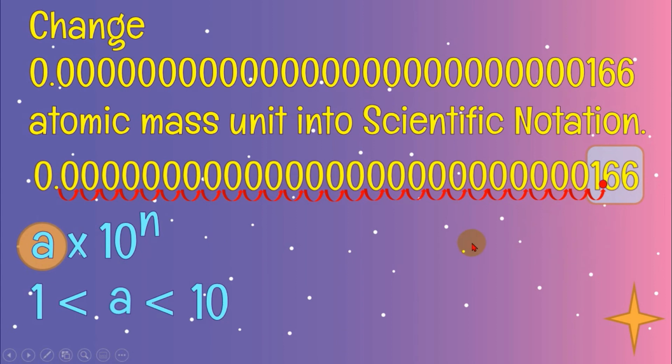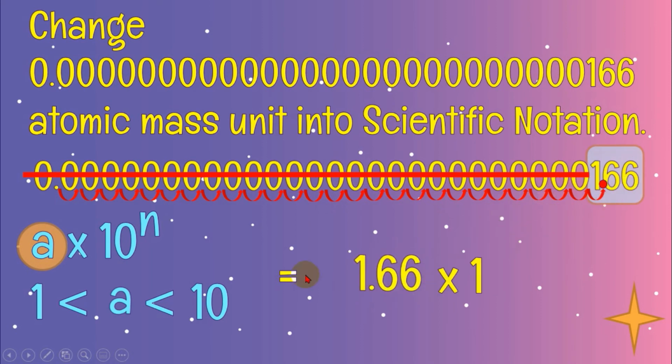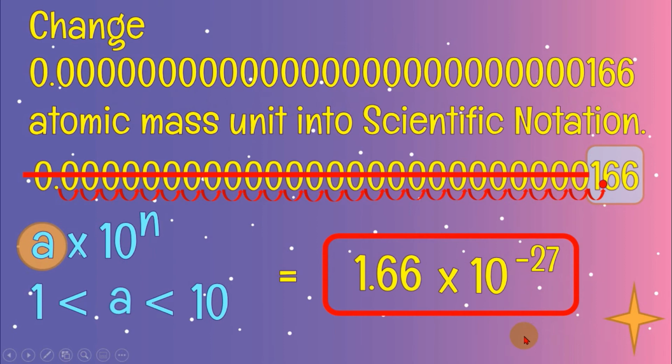Then, after that, what are you going to do next? Alright, so disregard the zeros. You just copy 1.66, copy the times 10, and then what will be your exponent? Right, negative 27. Why is it so? Why did our exponent become negative here? It's because the given number is a decimal number. And when the given is a decimal number, it automatically has a negative exponent. And this is already your final answer.